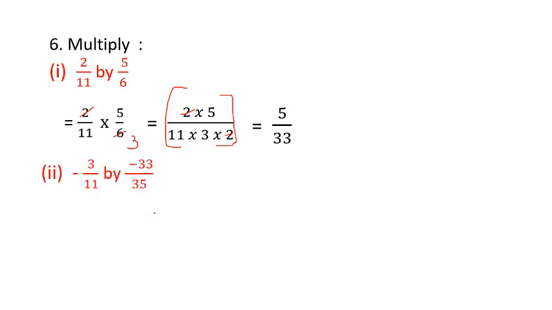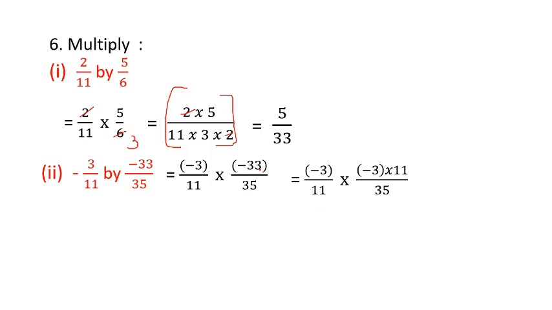Let us solve minus 3 by 11 multiplied by minus 33 by 35. So minus 3 by 11 into minus 33 by 35. What do you have? We can break 33, minus 3 into 11. So we get minus 3 into minus 3 divided by 35, or simply you can cut 11 three times, minus 3 into minus 3, but do not forget this minus sign. Minus 3 into minus 3 whole divided by 35. Minus 3 into minus 3 is positive 9 by 35.